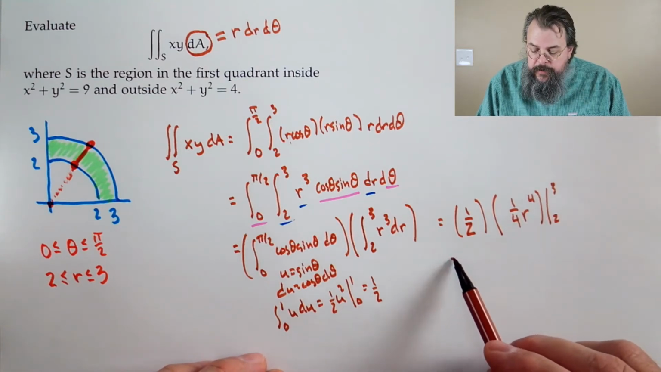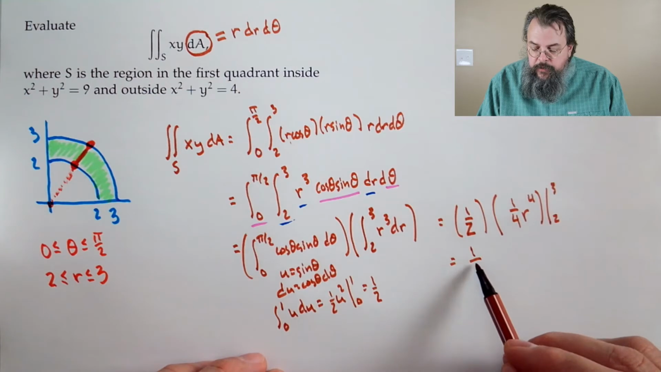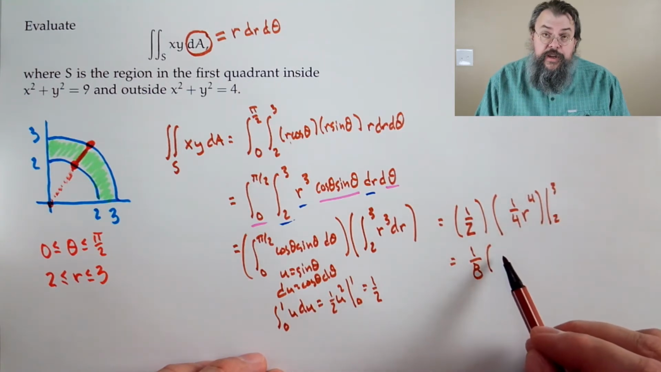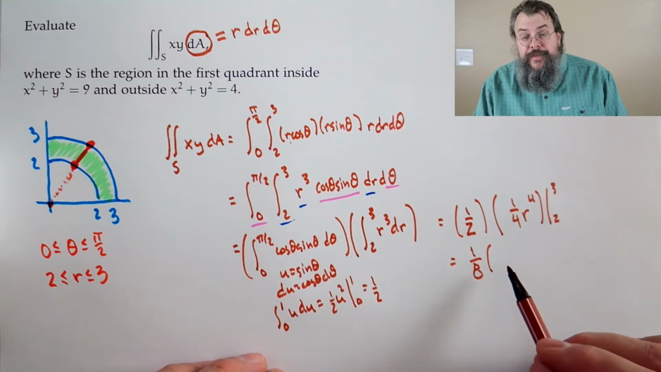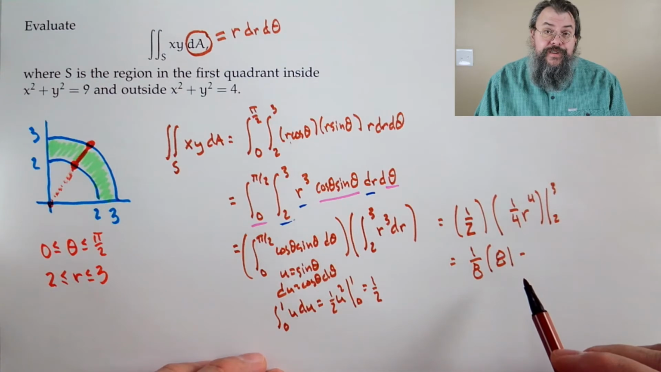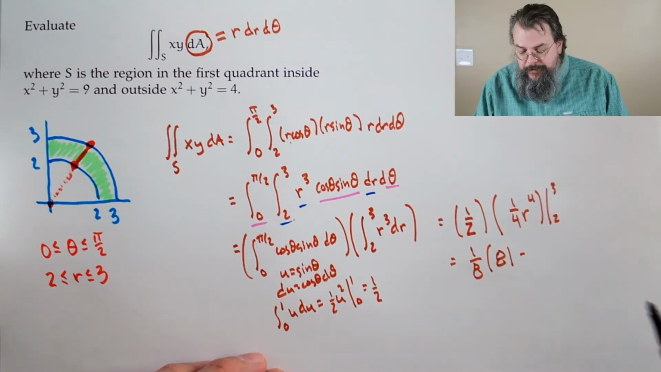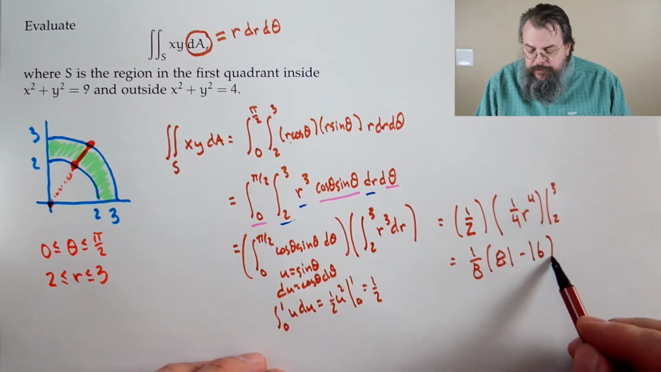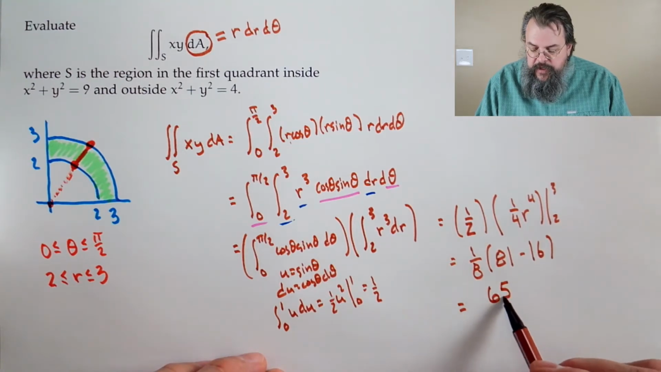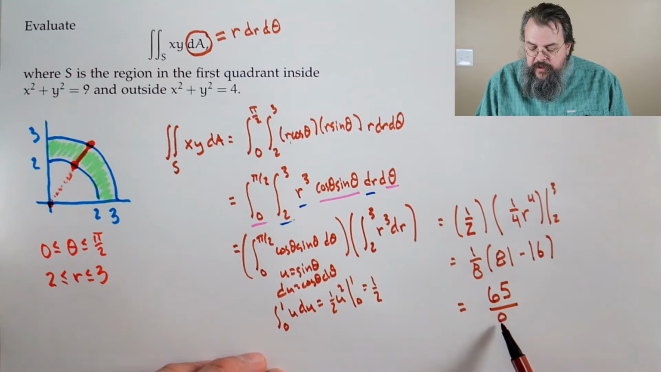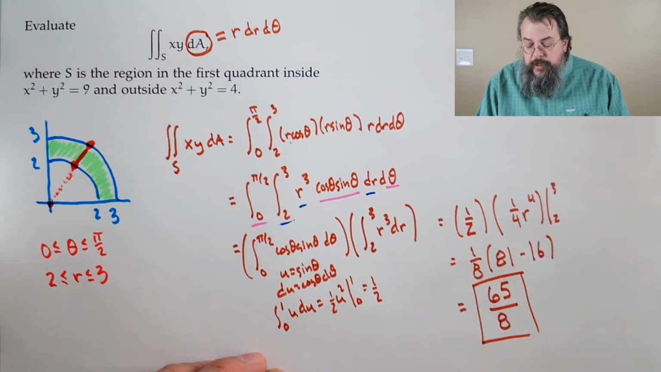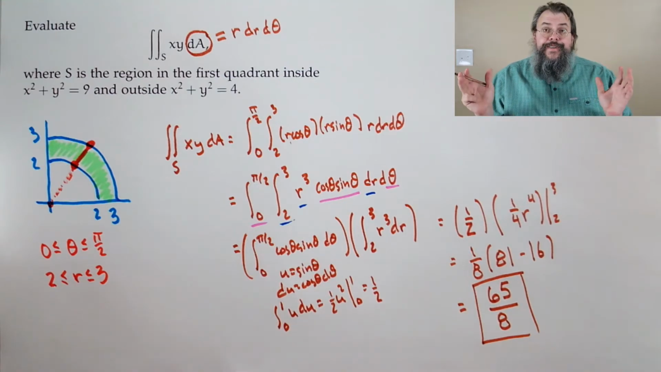Okay, what do we have? A half times a 4th is 1 over 8. Then 3 to the 4th is 3 times 3 is 9, times 3 is 27, times 3 is 81. 2 to the 4th is 16: 2, 4, 8, 16. And we could stop there, but 81 subtract 16, that's not too bad. That's 65. So you end up with 65 over 8. And there you go. That's the answer.